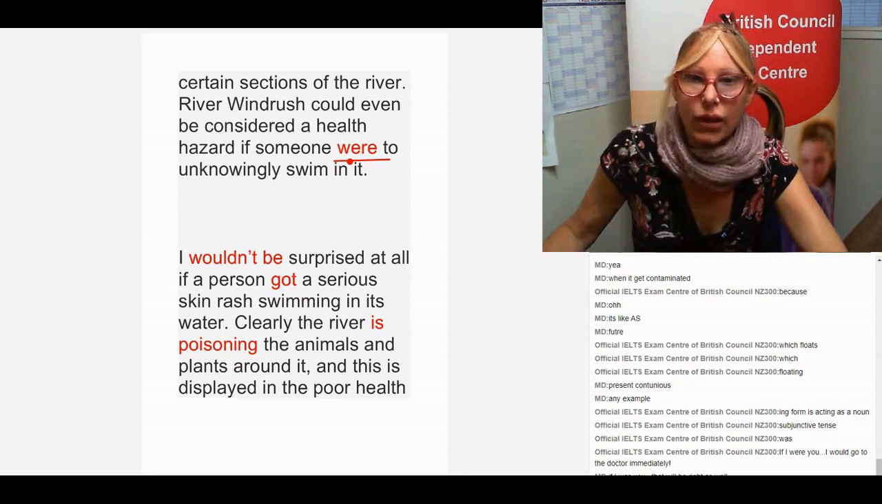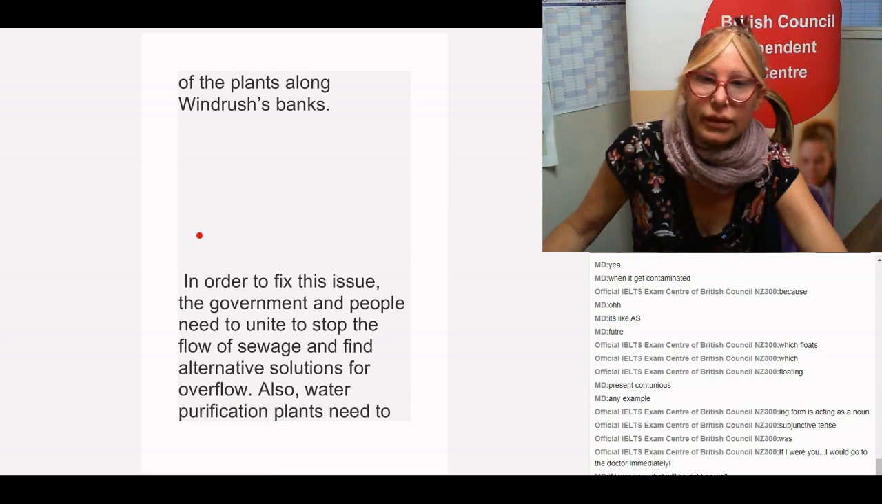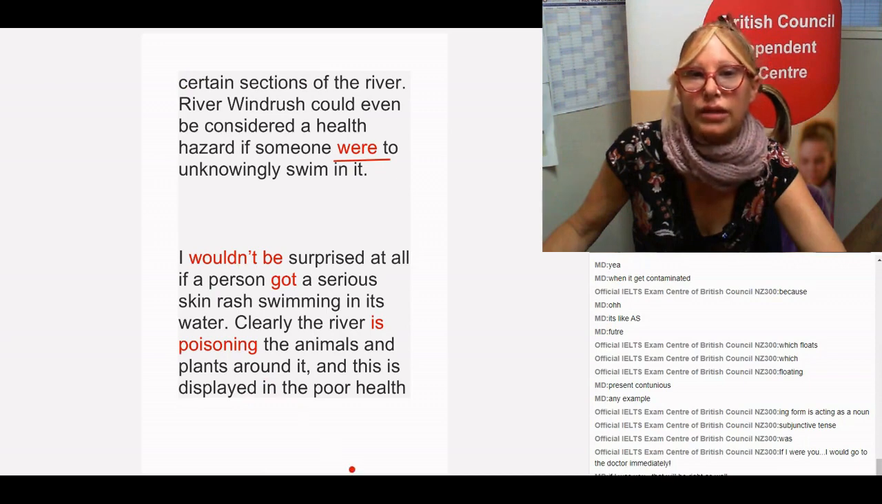Okay, so moving on here, we've got, "I wouldn't be surprised at all if a person got a serious skin rash swimming in its water." I wouldn't be surprised, so this is the future would, and then we've got the second conditional, if a person got. Clearly the river is poisoning, so that's present continuous tense there. And this is displayed in the poor health of the plants along Windrush banks.